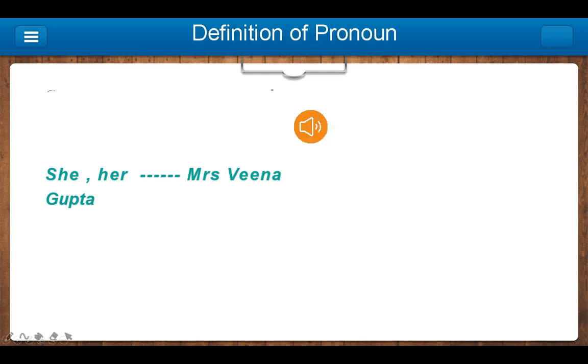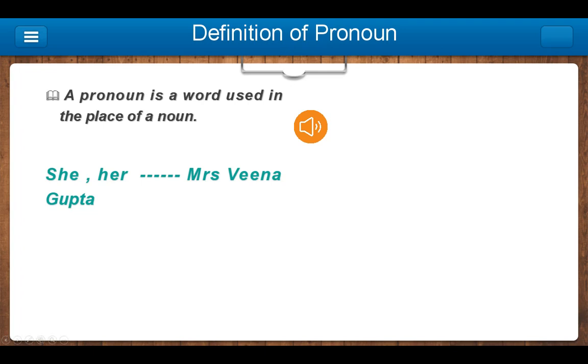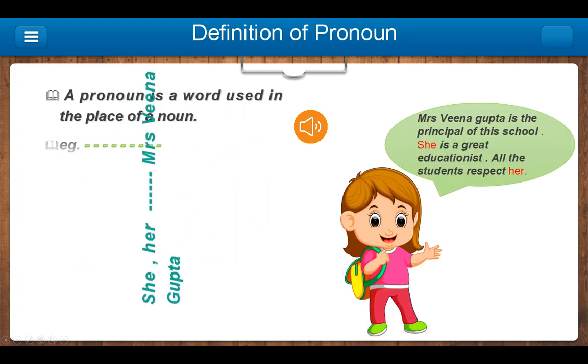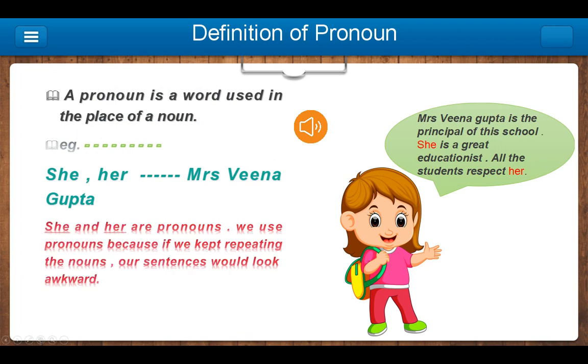A pronoun is a word used in place of a noun. Let us see one example. Mrs. Veena Gupta is the principal of this school. She is a great educationist. All the students respect her. So you can see, students, here she and her both have been used for Mrs. Veena Gupta. So she and her are pronouns. We use pronouns because if we kept repeating the nouns, our sentences would look awkward.